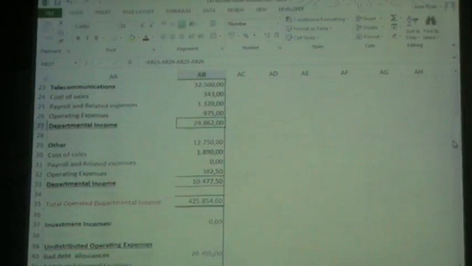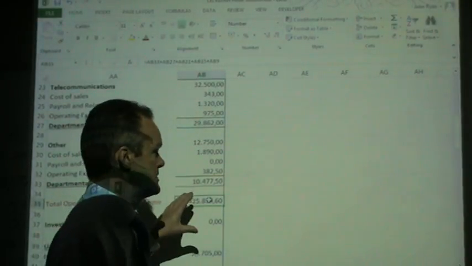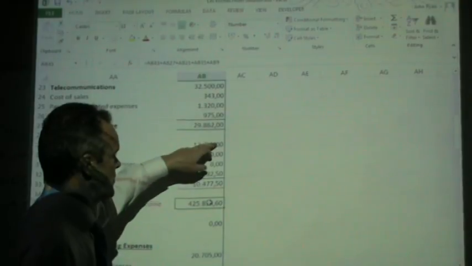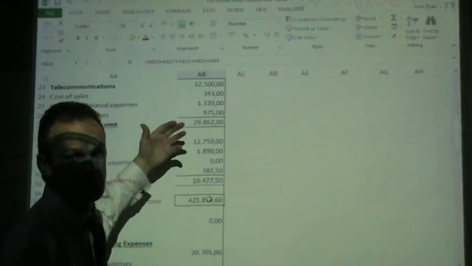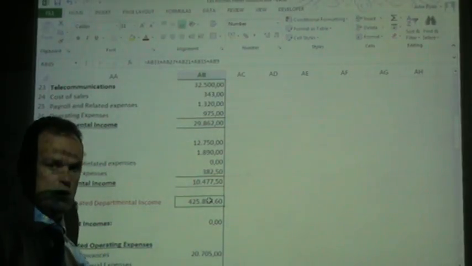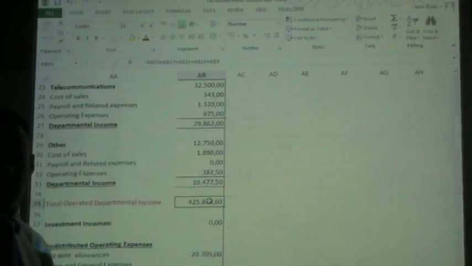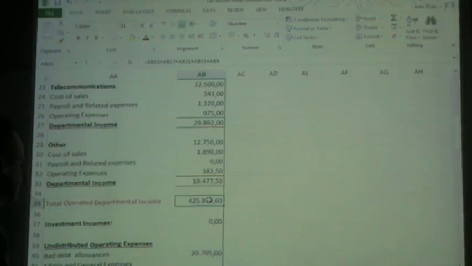And when we get down here, we just simply add up the amount of money that we made in each of the 5 departments. So all we're doing here is taking the information we had before, filling it in here, taking all the costs away from the sales, and then when we find out how much we made in each individual department, that means we can see how the departments are doing. Then we add them all together to see overall how we are doing. And that's it. The total operated departmental income is going to be the sum there.